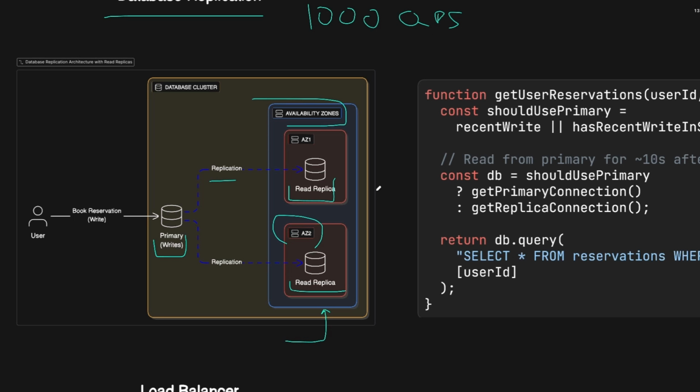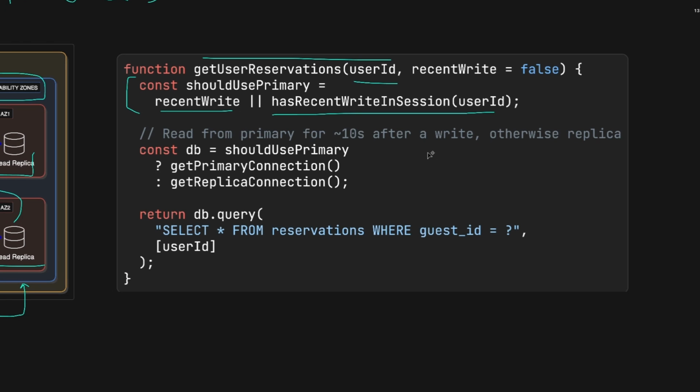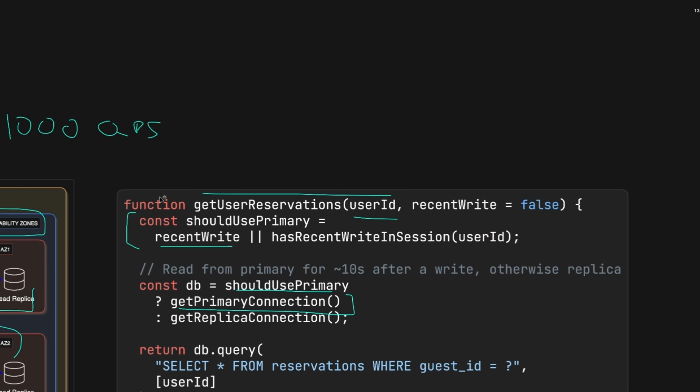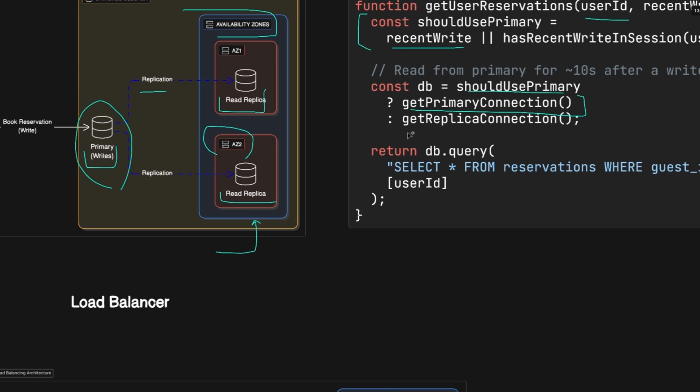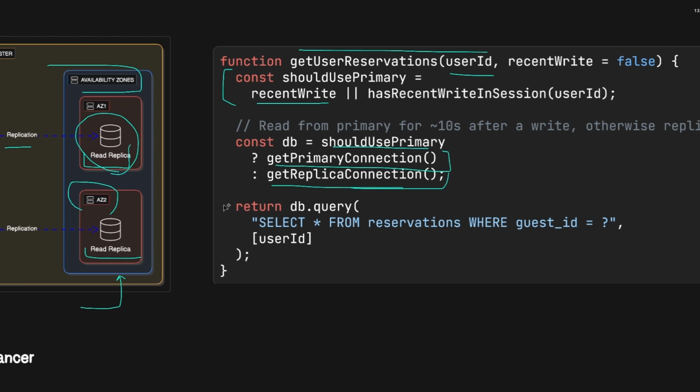If we imagine the reservations, let's say we are querying the reservations for a specific user ID, we can have a variable which detects whether we should use the primary or not. If it's a recent write, then we should use the primary because the read replica might not be up to date yet. If that's the case, then we will get the primary connection and read from this database here. But if it's not a recent write, then we can read from the closest replica. We will get the replica connection and run the query against this replica instead of against the primary database.